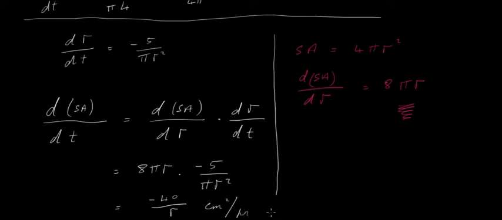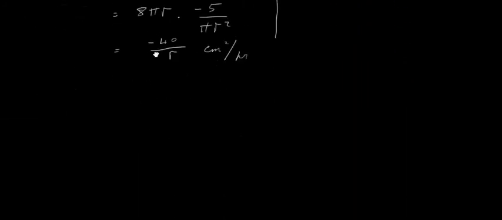Okay, so that's it. If you want to know what the rate of change of the surface area is when the radius is 5 centimeters, for example, you would just put 5 in here and you would get minus 8. So the rate of change of the surface area with respect to time when the radius is 5 centimeters would be just minus 8 centimeters squared per hour. Okay, so that's another one done. Let's have a look at one more. So let's move up again.